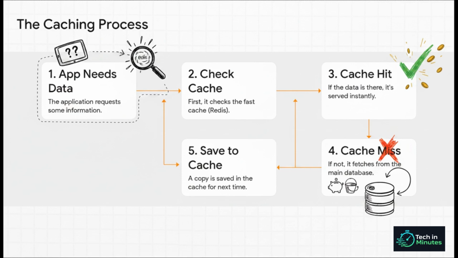But if the answer is no, well, that's called a cache miss. It's no big deal. The app just has to go the long way, to the main database, to get the info. But, and this is the clever part, on its way back, it saves a copy in Redis. Why? So that the next time it needs it, it'll be a super fast cache hit.